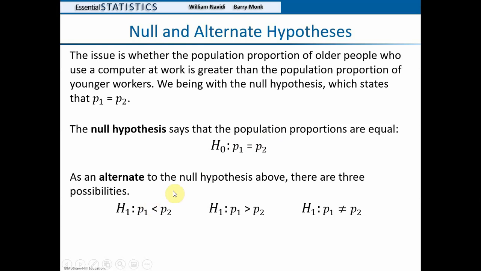But then we would have to look at the different alternate hypotheses. If we just consider P1 equal to P2, it's a possibility that we have H1: P1 less than P2, P1 greater than P2, or P1 not equal to P2. So it's either this or that when we're talking about that one.